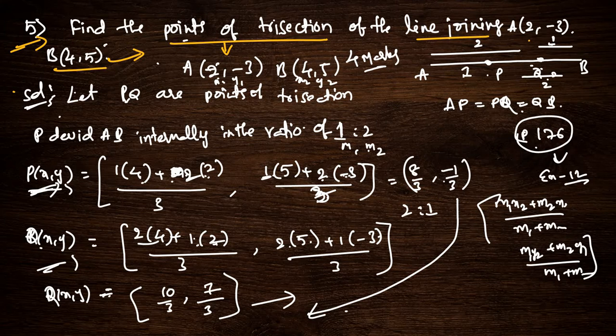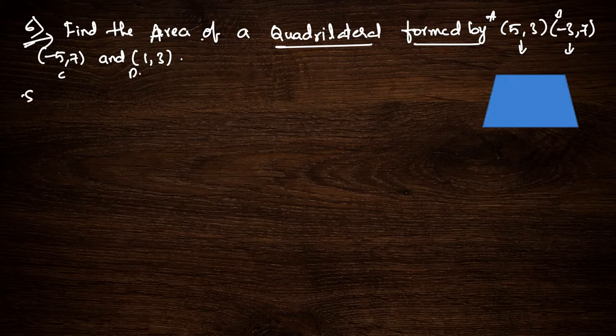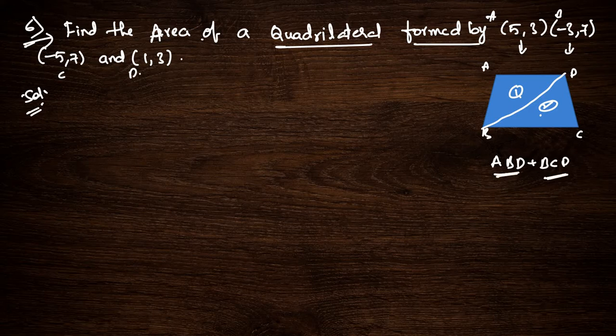Now moving to the next question. The sixth question is to find the area of quadrilateral formed by the points 5 comma 3, minus 3 comma 7, and so on. A, B, C, D, 4 points are given, so we have to find the area of the quadrilateral. Now solution here. So given quadrilateral, this is A, this is B, this is C, and this is D. If we divide this, it will form two triangles. First we will find the area of the first triangle, and after that the second one, and then we will add these two. So ABD plus BCD. These two triangles will add, and we will get the answer.